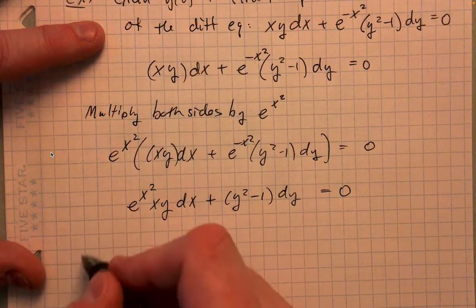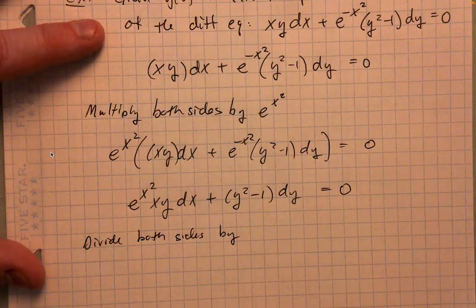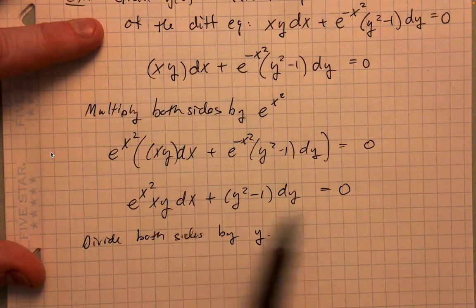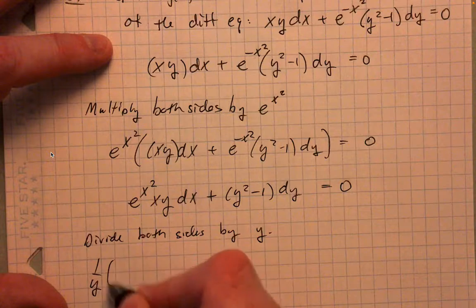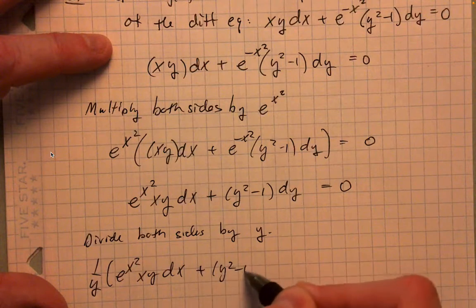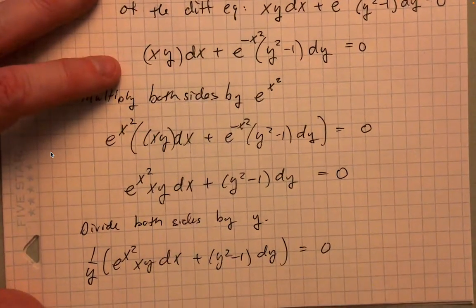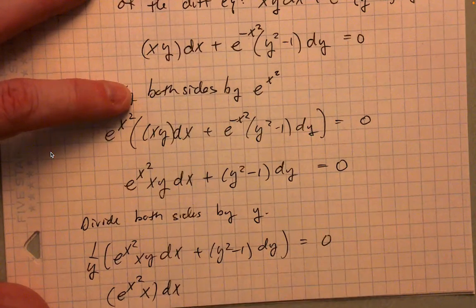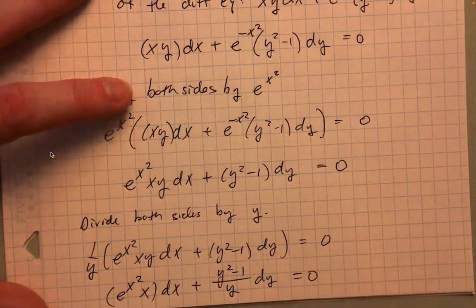Then what we can do next is divide both sides by what? Y. So we divide everything by y. That'll get rid of this, and of course the 0 on the other side is not a problem. So 1 over y times e to the x squared xy dx plus (y squared minus 1) dy equals 1 over y times 0, which is just 0. And we get e to the x squared times x dx plus (y squared minus 1) over y dy equals 0.